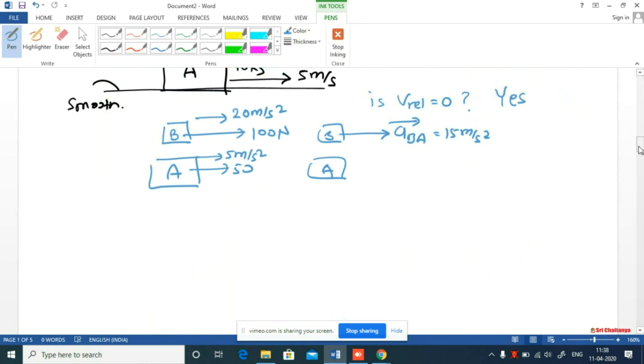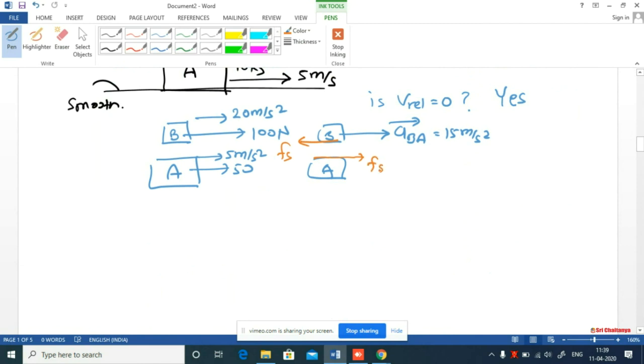So is a relative not equal to 0 in the absence of friction? Yes, it is not equal to 0. There is tendency of relative motion. So static friction will act. In which direction will it act? It will act opposite to a relative. So on B, it will act in backward direction, static friction. On A, it will act in forward direction, static friction, right?